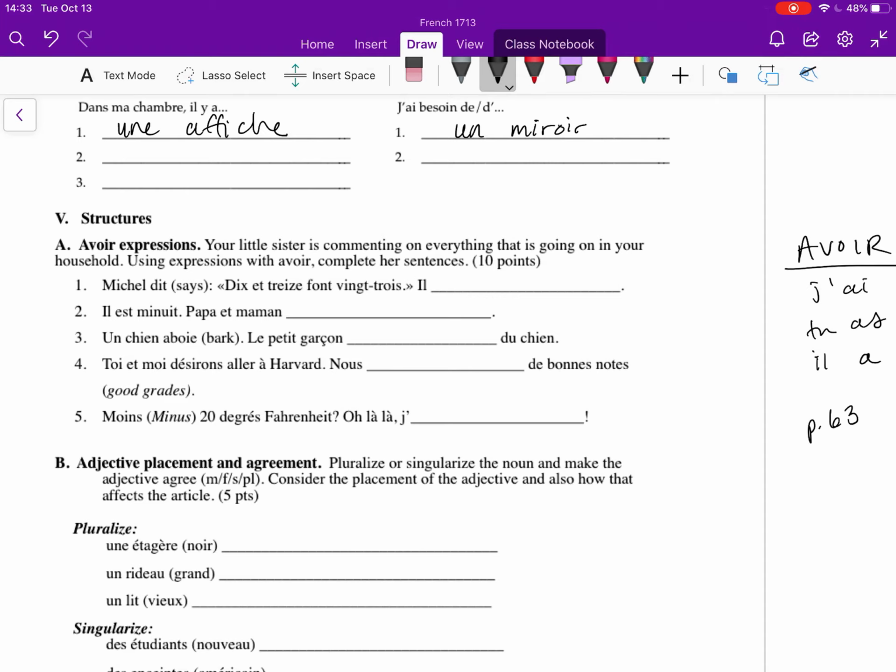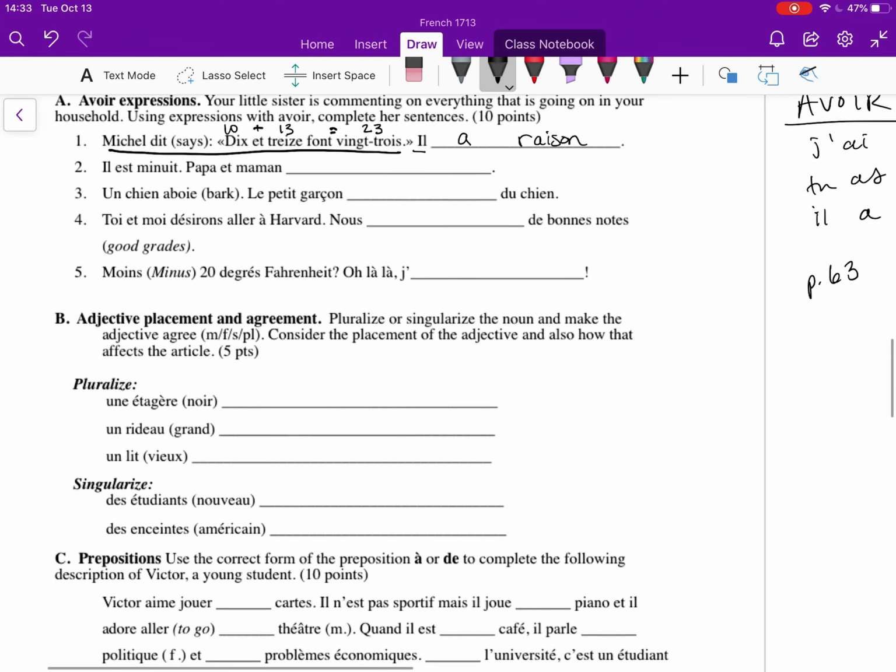So the first part of it is conjugating the verb correctly for the subject. So for il, for example, you're going to have a. And then you're going to figure out, given the situation beforehand, what is happening. Michel dit, 10 et 13 font 23. Is this a correct statement? Yes, it is. Therefore, il a raison. Okay? I'll let you take the time to do the rest of those yourself. Make sure to just watch your verb.